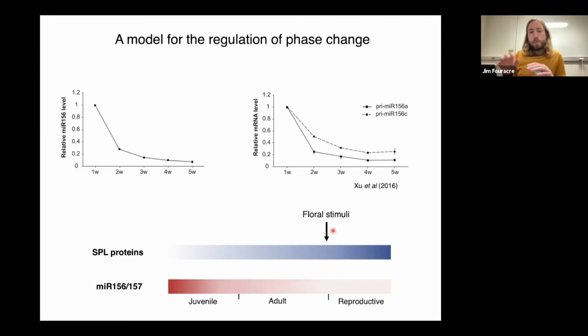So this temporal decline in 156 is key, but the factors that regulate this developmental decrease in expression of a master regulator are really unknown. And a key question in the field is: what controls the temporal decline in 156 expression?